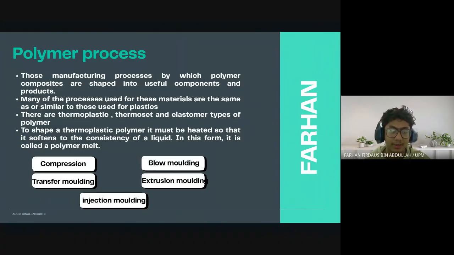And here are some of the polymer process: compression molding, transfer molding, blow molding, extrusion molding, and injection molding. And I'm going to give a brief about this process and the rest will be covered by my team members.